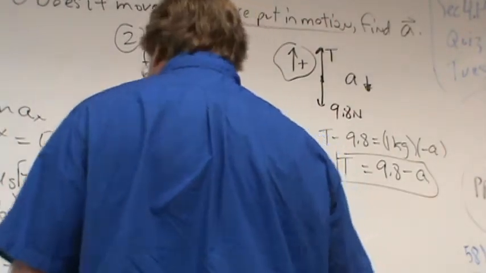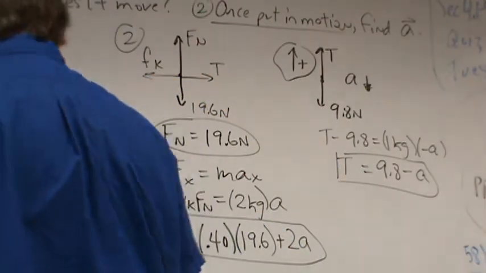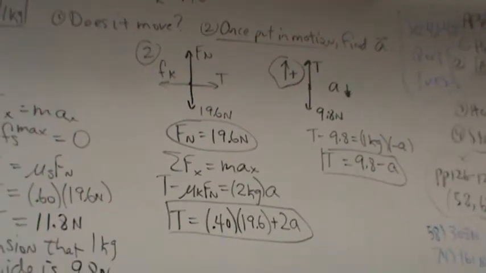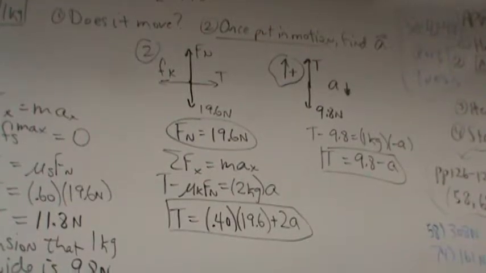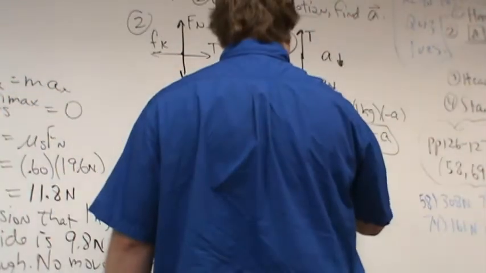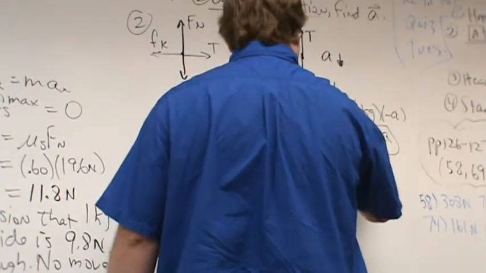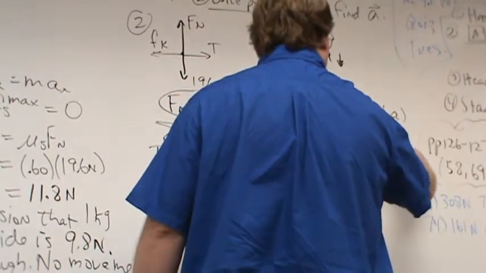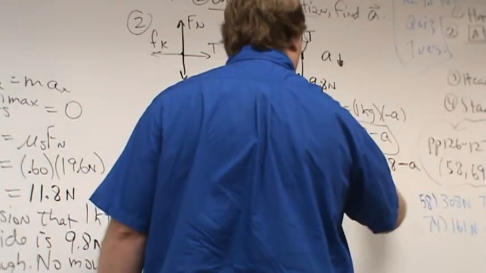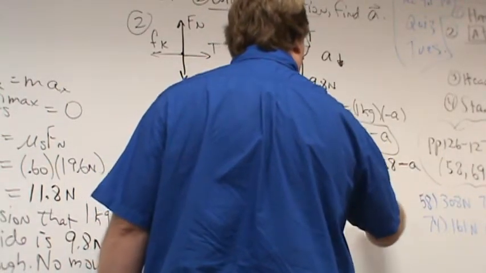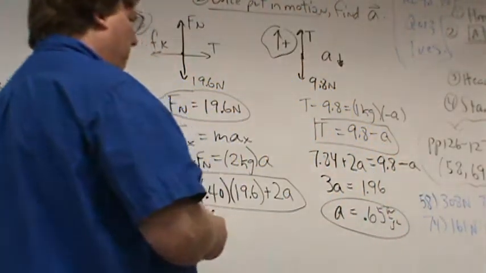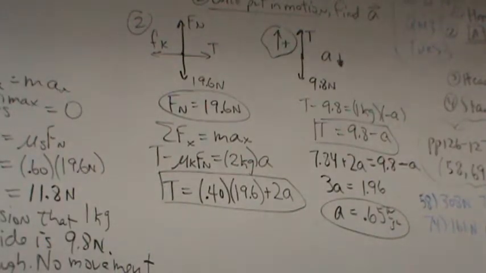I get 0.4 times 19.6, which I think is 7.84. I did it last period. 0.4 times 19.6, 7.84. 7.84 plus 2A equals 9.8 minus A, or 3A equals 1.96, or A equals approximately 0.65. You guys okay with that process?